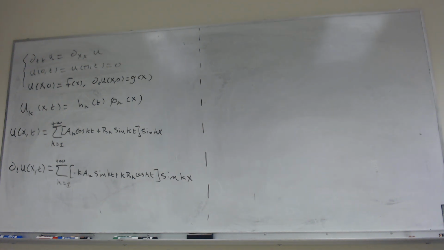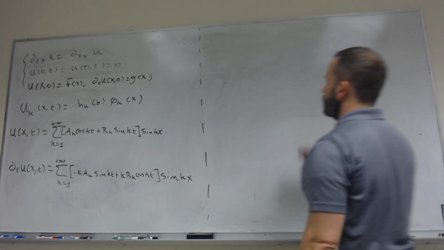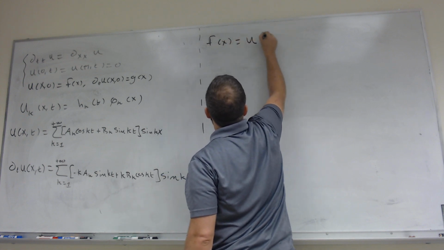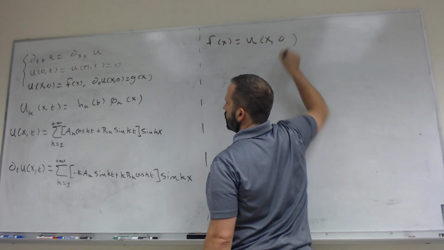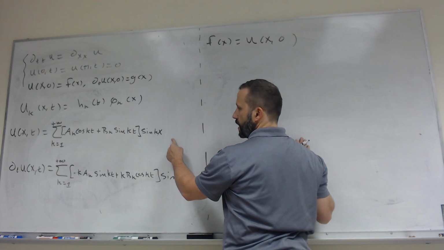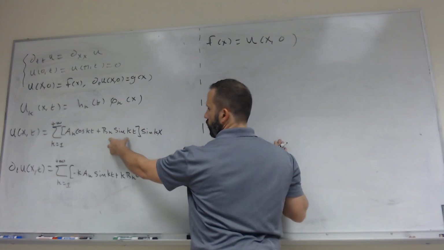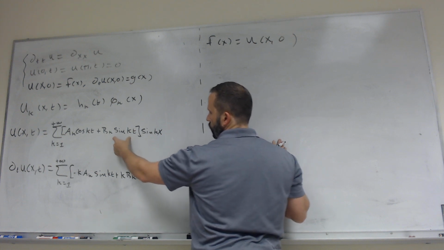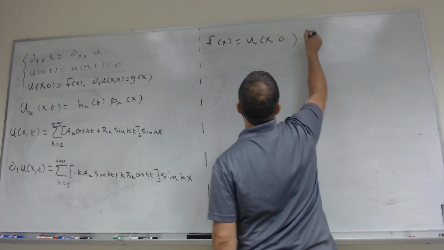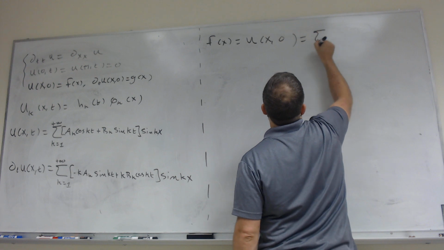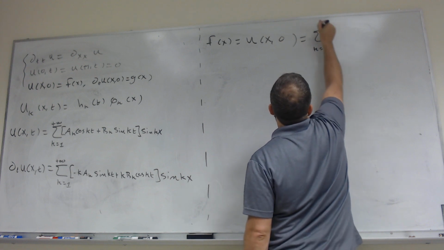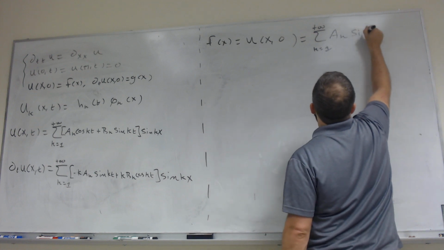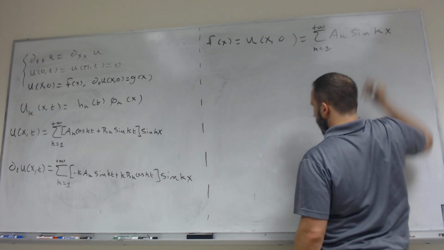Okay, well, if I look at my initial condition on u of x, 0, I'm going to have f of x equals u of x, 0, and if I plug in t equal to 0, notice those terms go away. Sine of k times 0, sine of 0 is 0, and cosine of 0 is 1. So this is just going to give me the sum k equals 1 to infinity ak sine of kx.